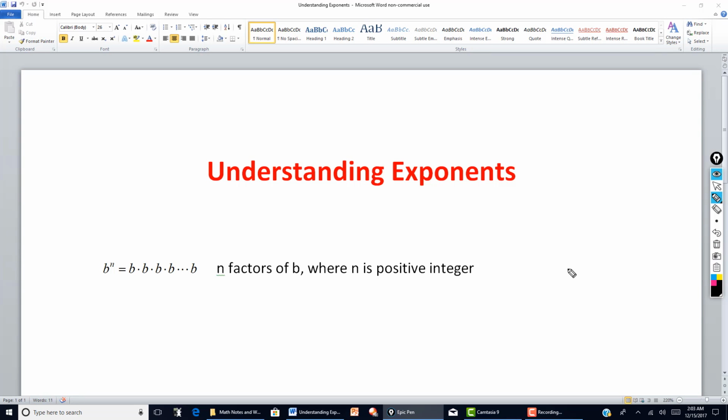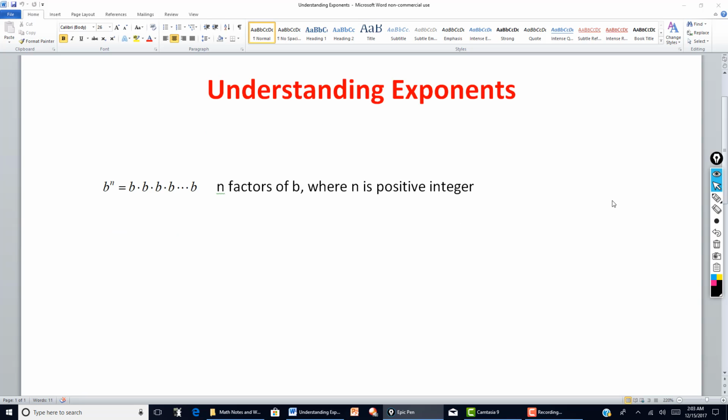Okay, and let's clear this. Let's suppose we have b to the m over b to the n. And let's assume for this particular case that m is greater than n. Again, we're assuming here that m and n are positive integers. Notice here that I have m factors of b on top and n factors of b in the bottom. So I have more factors of b on top because m is greater than n.